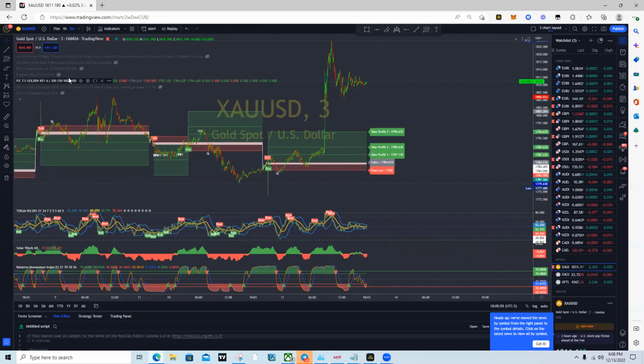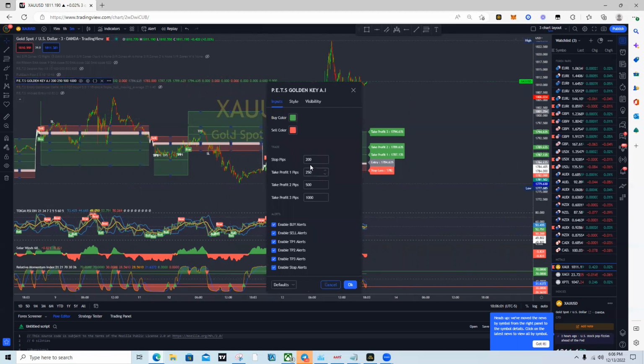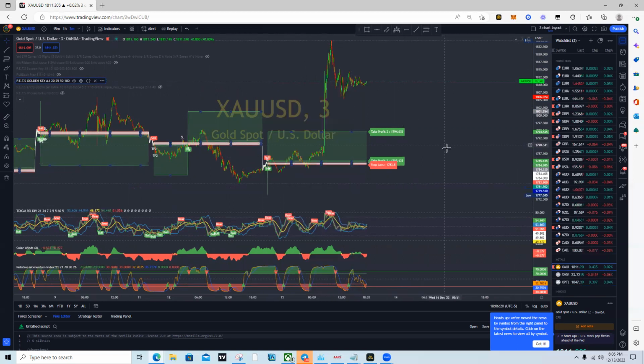You want to make sure that your settings are correct on your indices. If you're using indices or metals, you have to make sure you're using points instead of pips. Now, say for instance, you didn't understand that and you were using just pips. You put 20 pips, 25 pips, 50 pips, and 100 pips like that. Notice how your zones change.